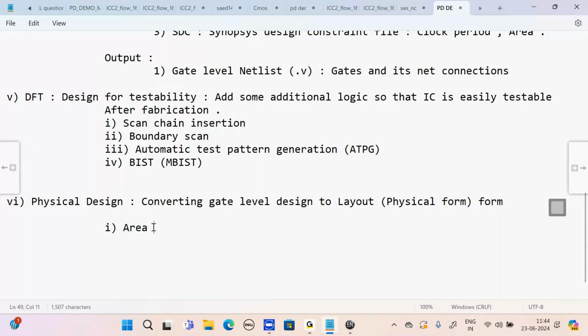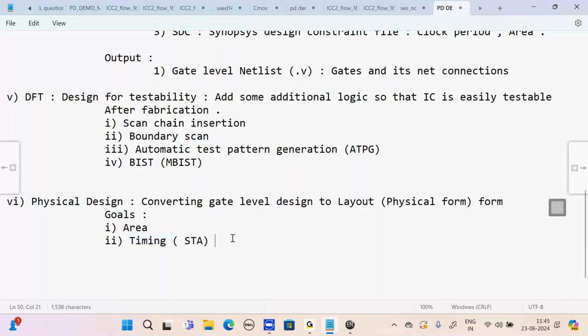Next thing is timing. Timing is very important. Timing here is like your STA, static timing analysis, which you will do. So you have to learn about static timing analysis. These are the goals. You have to meet the timing.